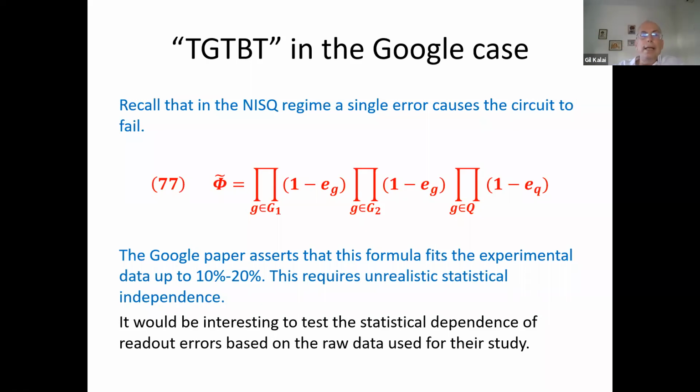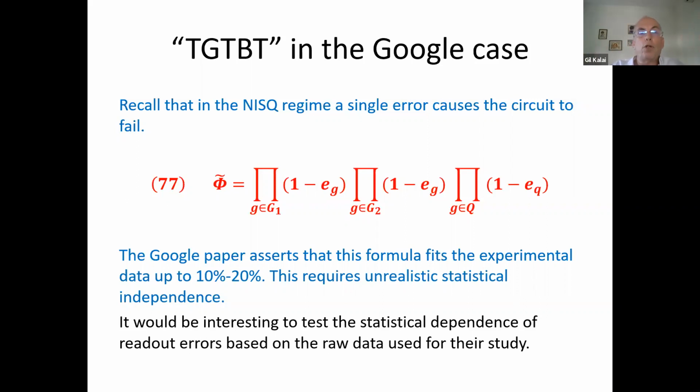So recall that in the NISQ regime, a single error causes the circuit to fail. And this is the basis of a formula, Formula 77 in the Google paper, which gives an a priori estimate on the fidelity. For each component, whether it's a qubit or a one-qubit gate or a 2-qubit gate, you compute the probability of an error, and then you take just the product of all these numbers, and this gives you an a priori prediction for the fidelity. And this prediction is very crucial.